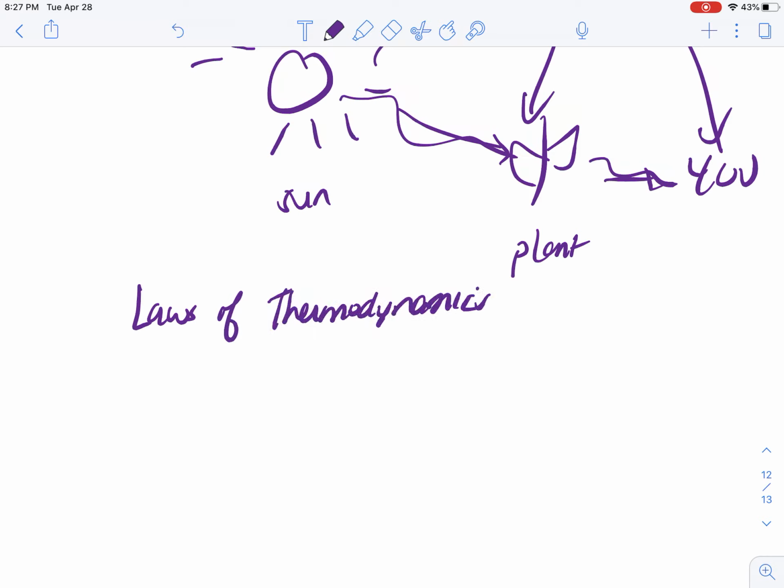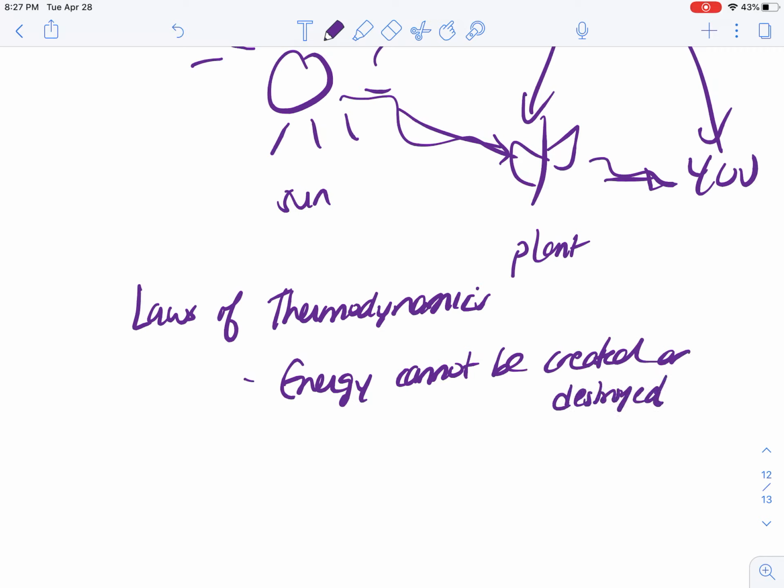The law of thermodynamics states that energy cannot be created or destroyed. So energy just is. You can't create it, you can't destroy it. So the energy that's powering your body as we speak, when you die, that energy is not gone. It's still there. You can't create energy, you can't destroy it.